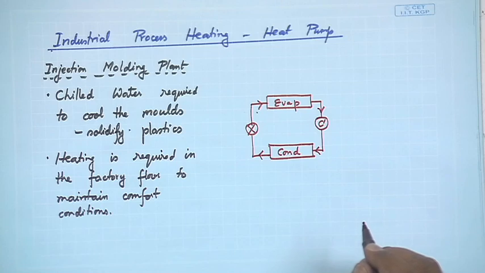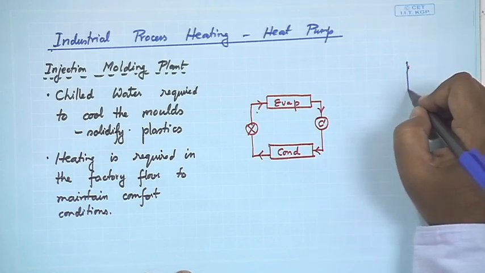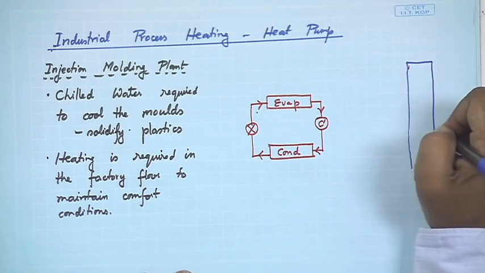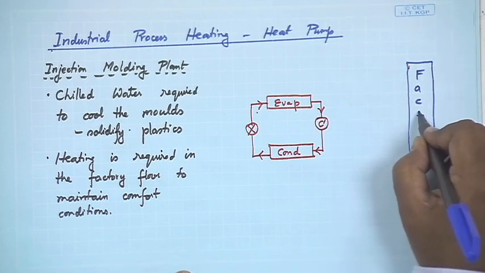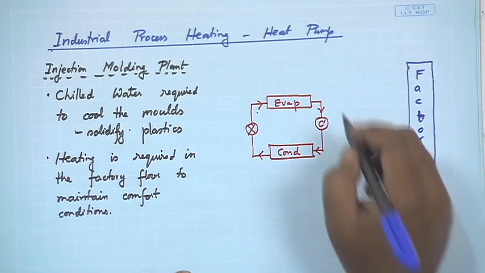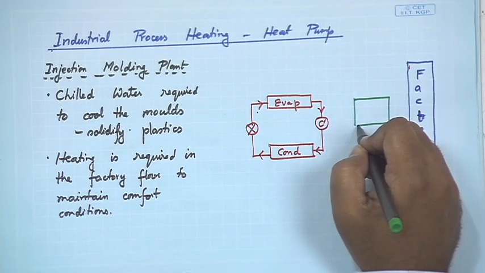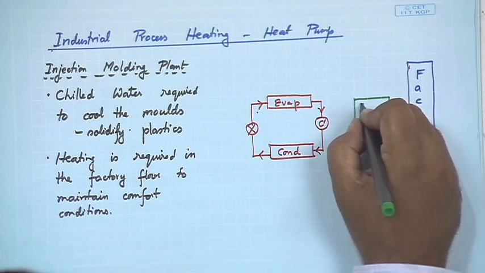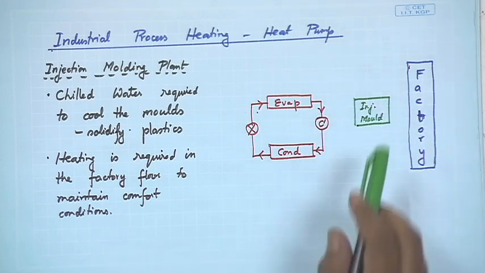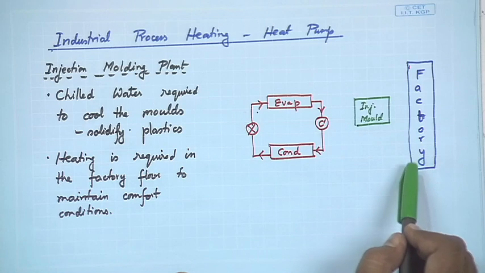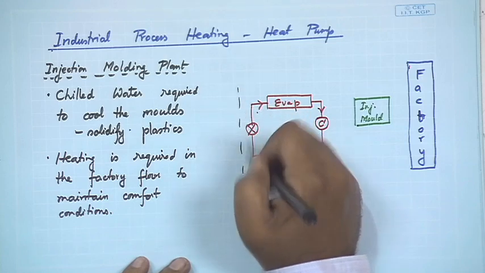Now, what happens is that I have, let me say this is my factory floor, and I would draw here is my injection mold. So, what do we need? We need to cool the injection mold and then we need to heat up the factory. Fair enough. Let me just put a boundary around this.